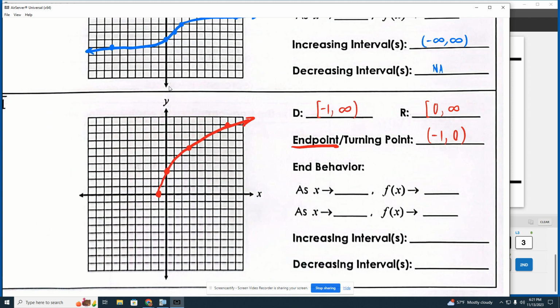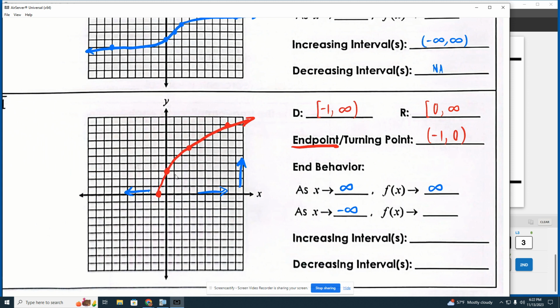Last 2 questions in behavior. As x goes to the right, what's y doing? It's going up. And then this one's a little trickier. As x is going to the left, what's it doing? As x approaches negative infinity, what's it doing? Well, can you say that f of x is going down? Well, not really, because it's only going down for a while. Look, it's gonna stop going down.